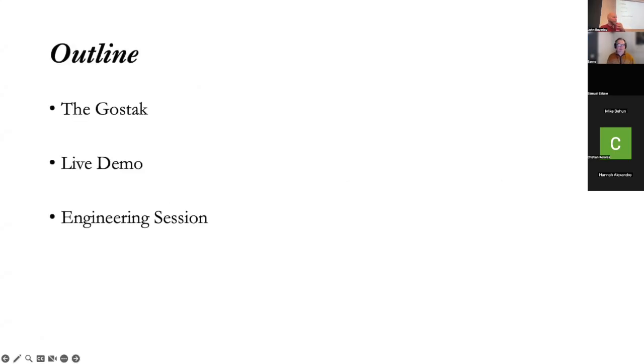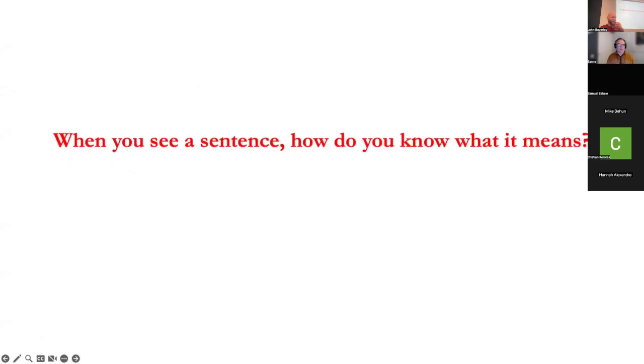Beforehand, I don't know if you've ever seen this phrase at the top, the Gostack, but you're about to learn about what that is in a second when I ask you the following question. When you see a sentence, how do you know what it means? I know this is a little philosophical, but I'm curious what you think. When you see a sentence, how do you know what it means?